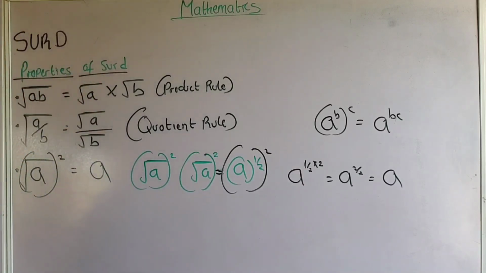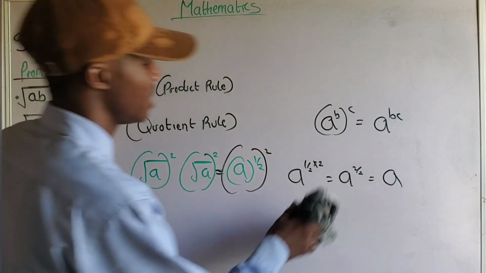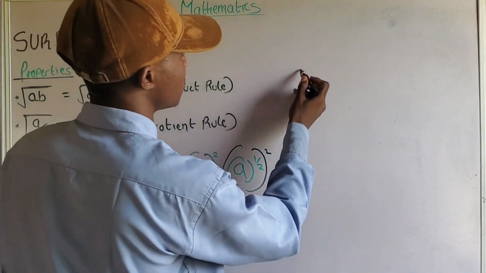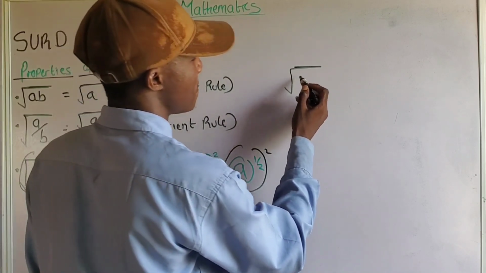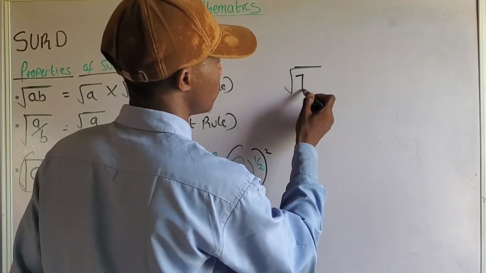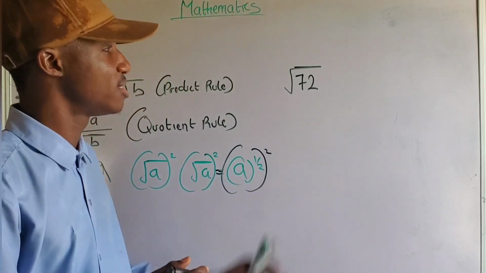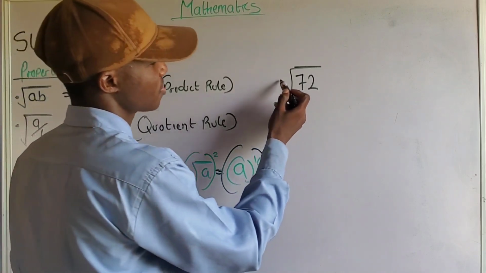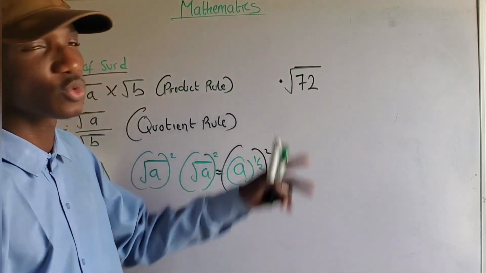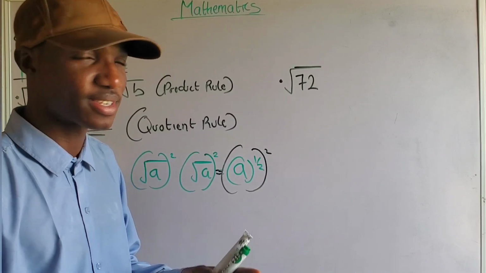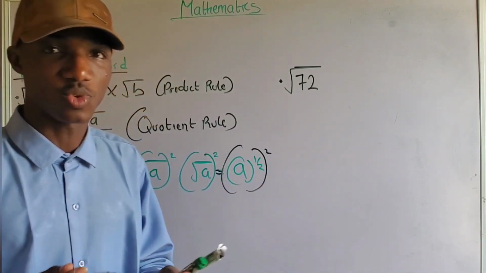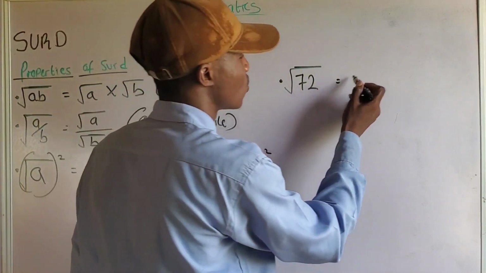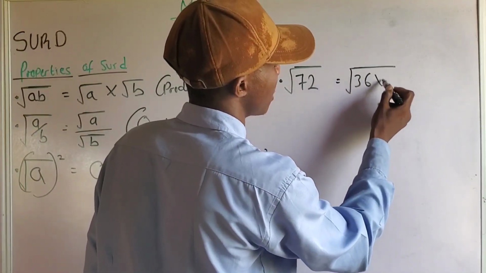Let's look at a worked example. Let's say you are asked to simplify this surd: the root of 72. I can rewrite 72 as what? 36 times 2, right? 36 times 2 will give me 72. So I'm going to rewrite this 72, and I'm going to have the square root of 36 times 2.